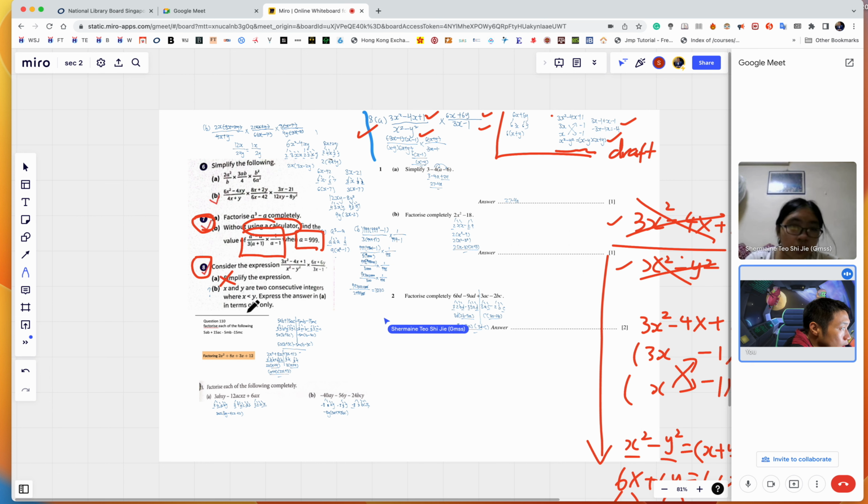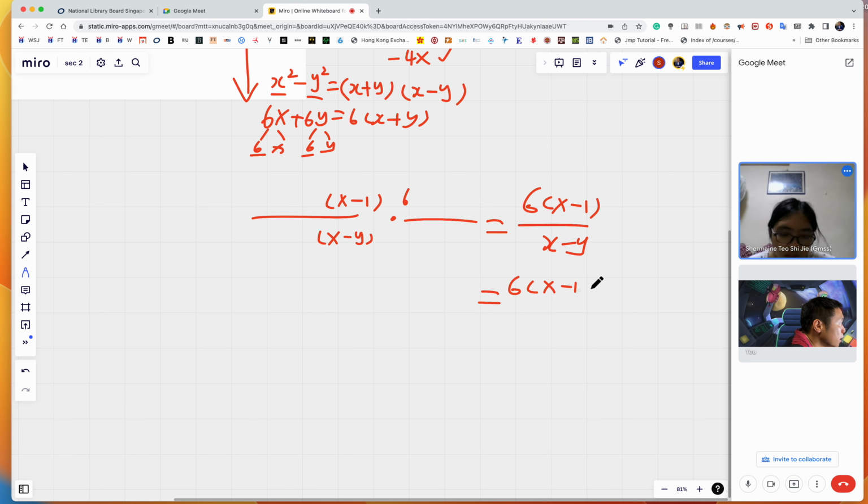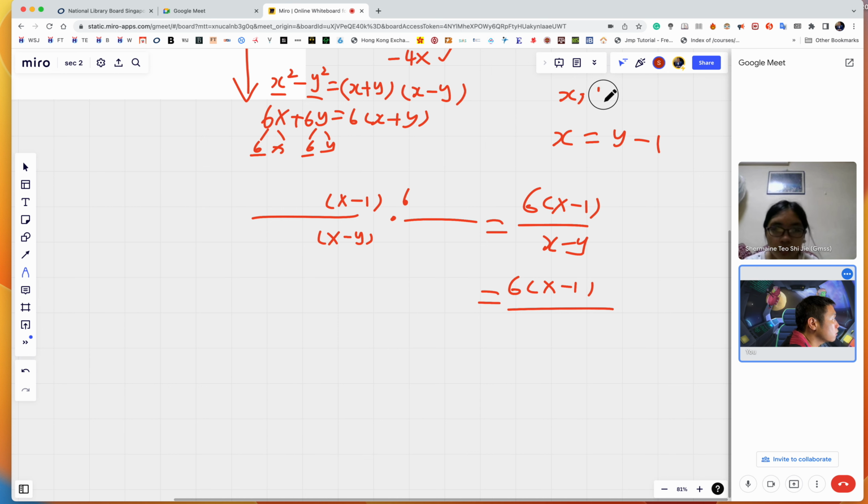Simplify. Part A is done already. It says x and y are two consecutive integers, so express in terms of x only. We talked about this last time, right? But anyway, the most important part is part A. So consecutive means x equals y minus 1. Do you know the meaning of consecutive? Next to each other. So if x is x, the other one, y, equals x plus 1. That's another way to look at it.